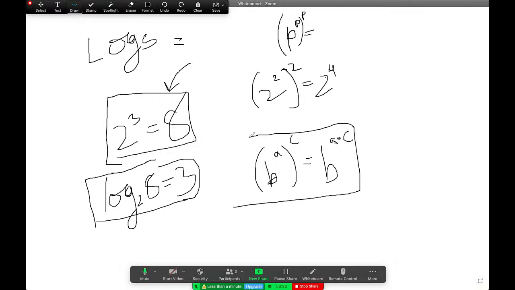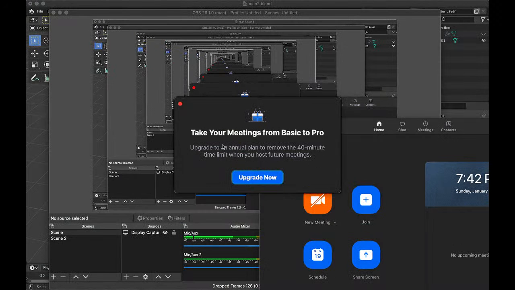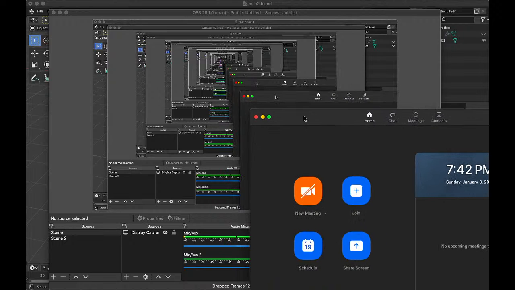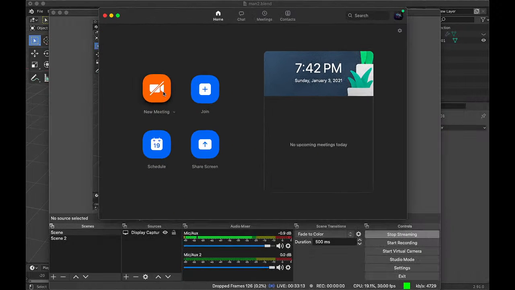So let's see the corresponding property for this. So basically, let's see, you have log. Okay, oops. Well, I think we're gonna have to start the meeting again. So yeah, let's do that.